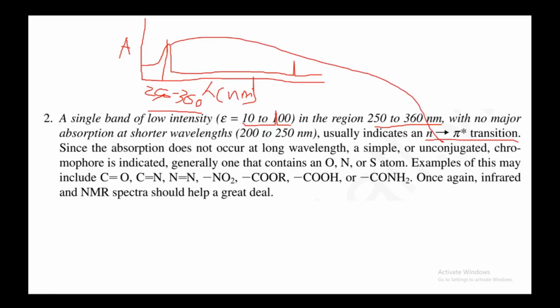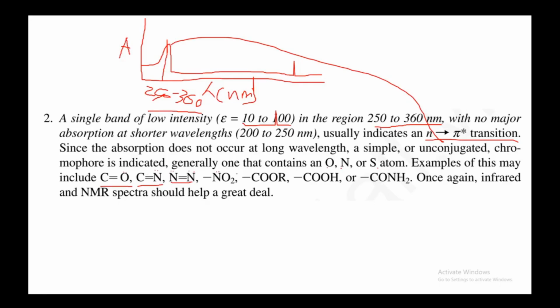Since the absorption does not occur at long wavelength, a simple or unconjugated chromophore is indicated, generally one that contains an oxygen, nitrogen or sulfur atom. Examples of this may include the carbonyl group, carbon double bond nitrogen, nitrogen double bond nitrogen, because they all contain a free pair of electrons and there's a pi bond, so hence they show n to pi star transition.